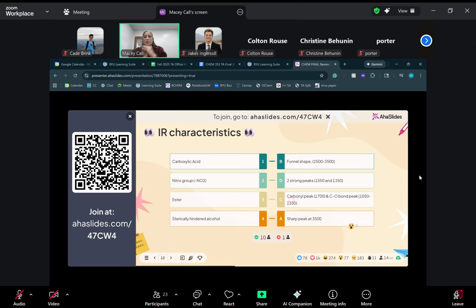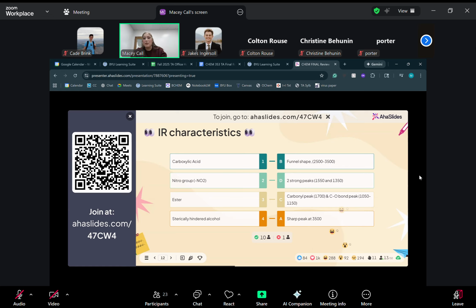But yeah, so the carboxylic acid is that funnel shape we talked about. The nitro group is going to be 2 strong peaks. And these shifts are really important. If you're looking at an IR spec on the test, it's going to be right where the help key says it will be. So if you're looking at something and it has 2 strong peaks, but they're not at 1550 and 1350, it's probably not a nitro group. It's kind of easy to confuse the nitro group and the ester because the ester will also have 2 peaks. So just really make sure that you're looking at the shift on it and you're making sure it's at the right number. A nitro group will not have a carbonyl peak, but an ester will.